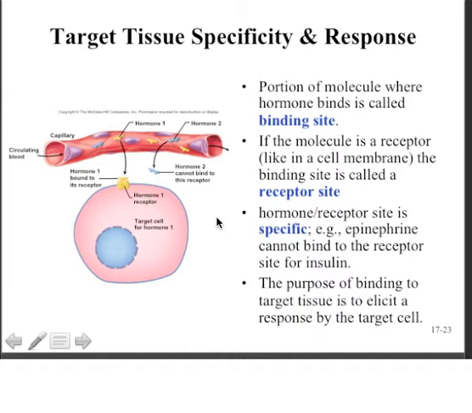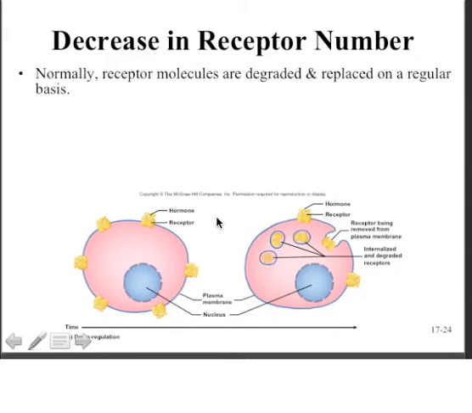The purpose of binding to the target tissue is to elicit the response by the target cell. This creates conditions in the body that eventually turn off the original chemical command, the original endocrine secretion from that organ. So this is just telling you a little bit about how the cell can modulate receptor concentration.